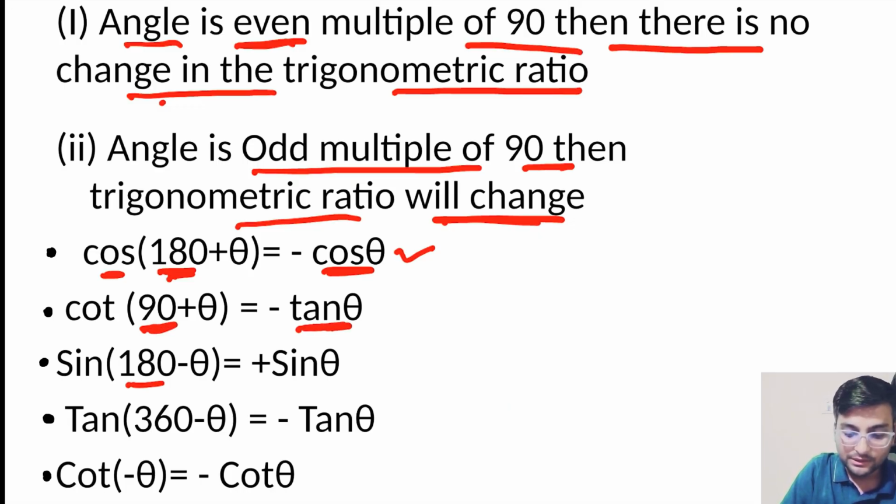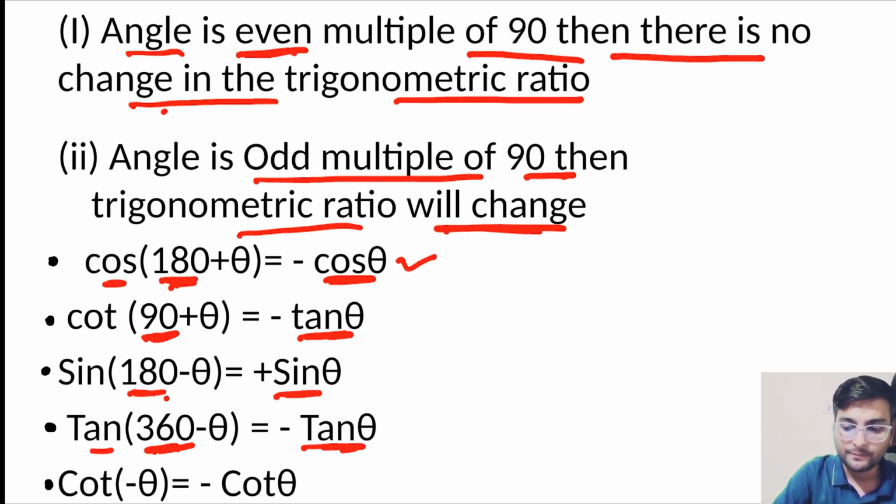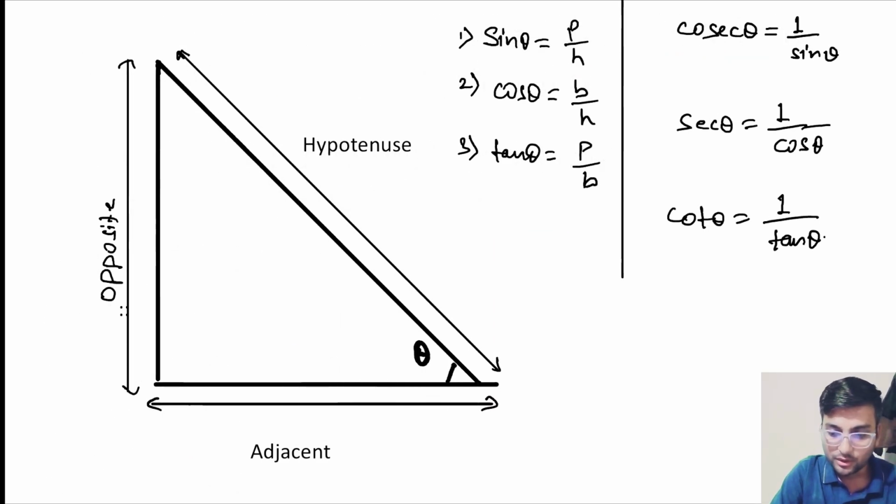Okay. What does sin become? Look, it is sin only. Why? Because this is an even number multiple. And when you are talking about an even multiple, tan stays tan. But if it is an odd multiple, then this will be cot theta. Simple. Okay. Now, these are also the same.